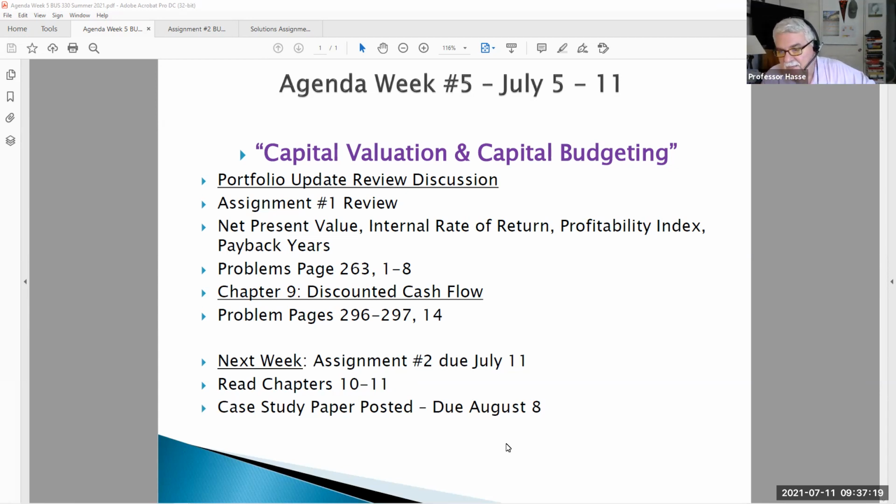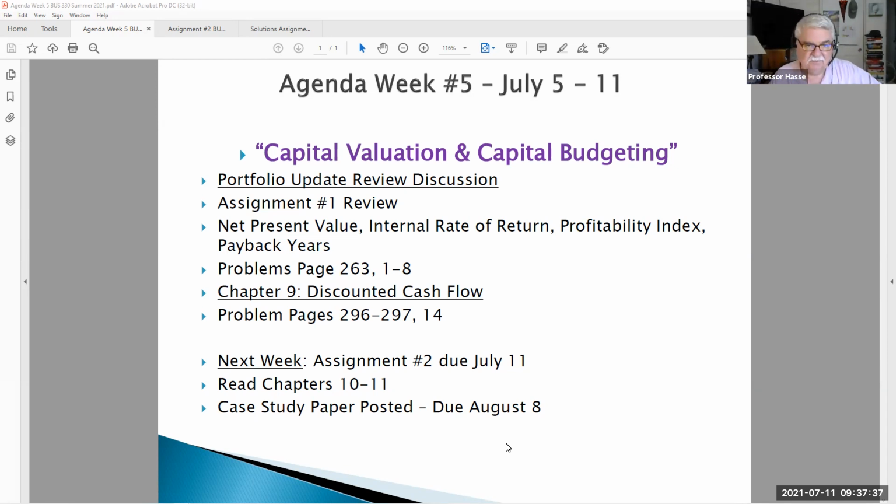This week 5 is entitled Capital Valuation and Capital Budgeting. We're beginning our discussion about capital budget analysis, which is going to take up most of our next 3 weeks of the course, to learn how to determine the return on investment for taking capital, cash, investing it in an asset, and then creating return.